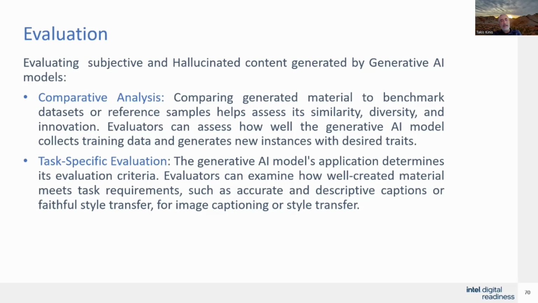Like if you're noticing that your model's always, you ask for a cat and it's always making it look sort of dog-like or whatever, you know you've got a problem. And then sometimes it really depends on what specific thing you're doing. And it says how well created material meets task requirements, such as accurate and descriptive captions or a faithful style transfer, for example.